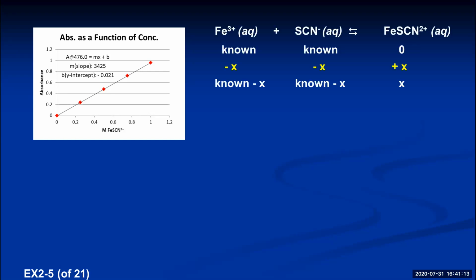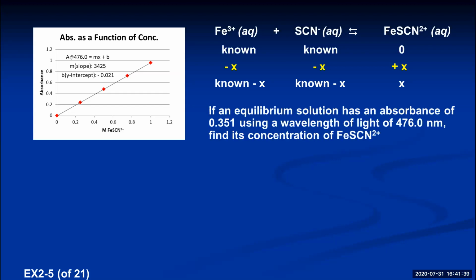Thinking back to the ice table we talked about before, if we want to get the equilibrium constant, we need to know the equilibrium molarities, so we have to know the value for x, and the graph that we have on the left side of the slide is going to allow us to determine what x is. Let's say we take an equilibrium solution that has iron 3, thiocyanate, and the complex ion FeSCN2+ in it. We put it in the spectrophotometer, and we read the absorbance. So let's say an equilibrium solution has an absorbance of 0.351 using a wavelength of light of 476.0 nanometers. Find its concentration of FeSCN2+.